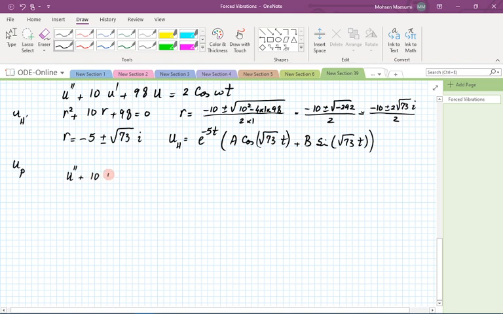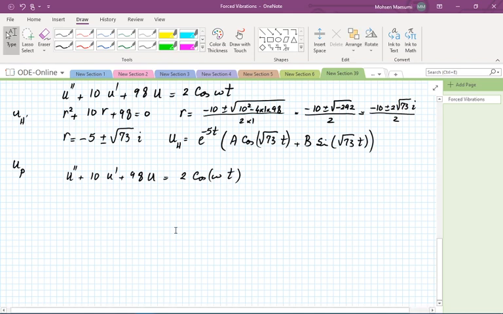So 10u'' plus 98u is equal to 2 cosine of omega t. Once again, if this omega being here kind of unsettles you, replace it by the original, which was 2, and solve that problem first. But we are trying to keep this lecture short, so I'm trying to do both of them at the same time and hopefully save a little bit of time.